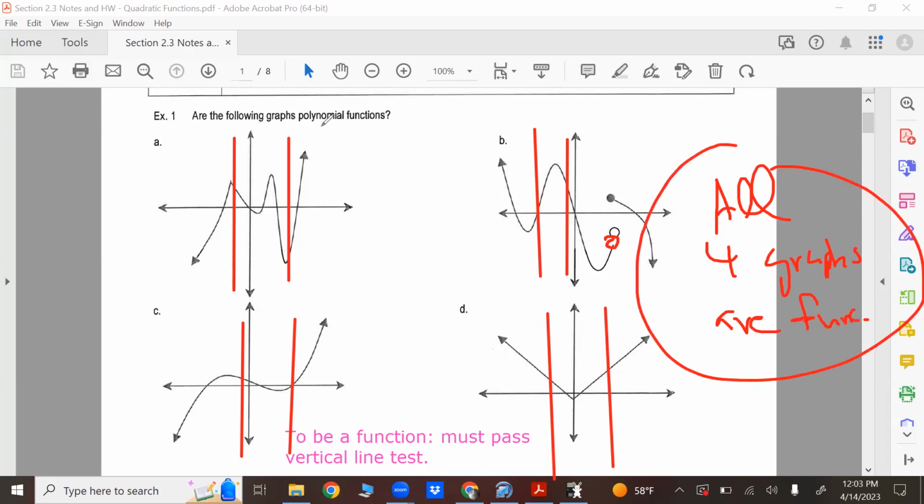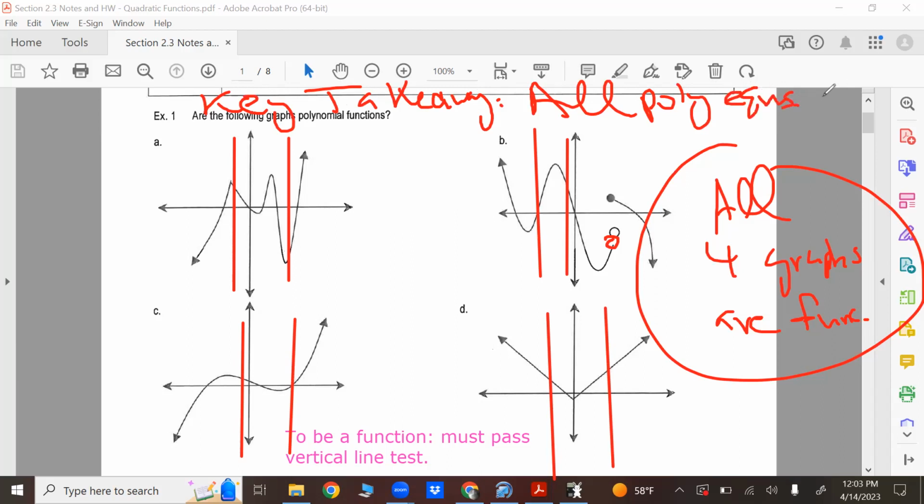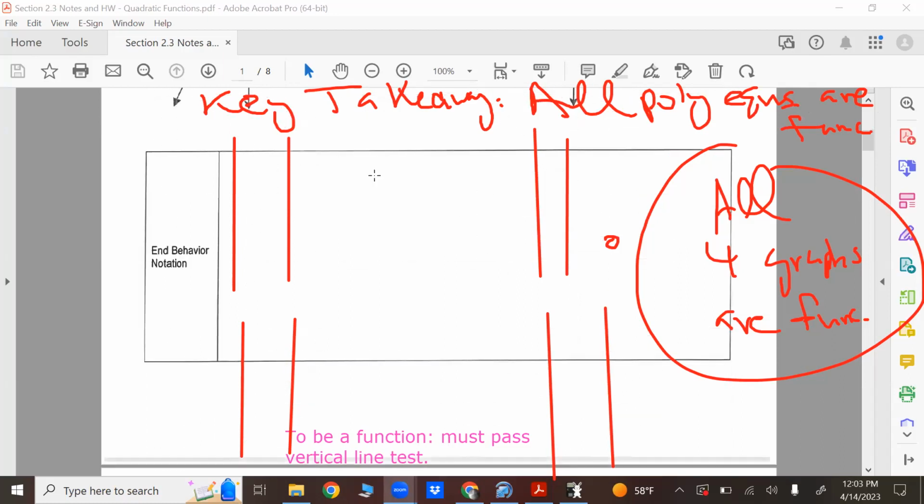So the key takeaway: all polynomial functions, sorry, all polynomial equations are functions. That's the key takeaway. So we're good. It all makes sense. Okay, let's keep moving.